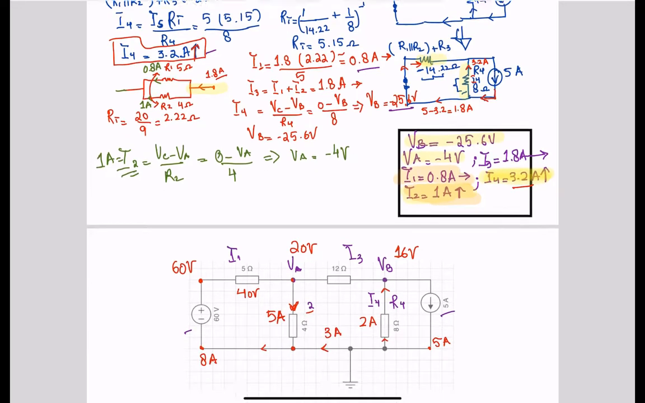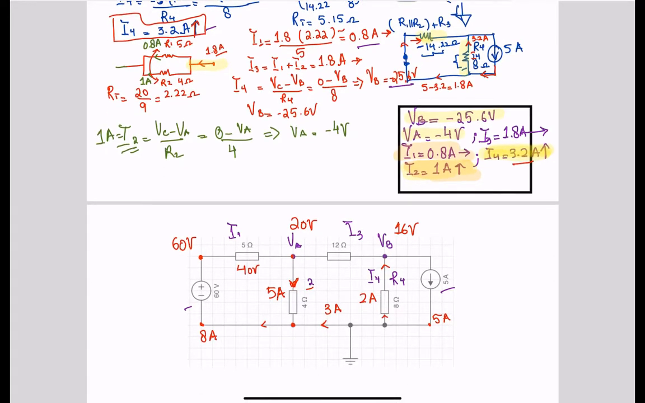Now let's move on to I1. If you look at I1 here for the first part, we had 7.2 amps. And then over here, we had I1 of 0.8 amps, and they both were acting in the same direction. So 7.2 plus 0.8 gives you 8 amps here. And that's what we had over here too. So that's good, 8 amps. We have 5 amps going in here. That means you will have 3 amps going in this direction.